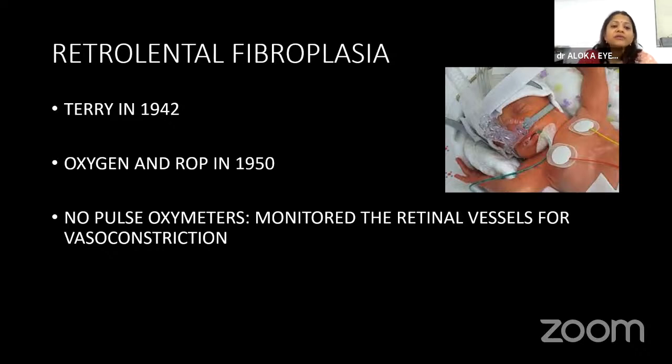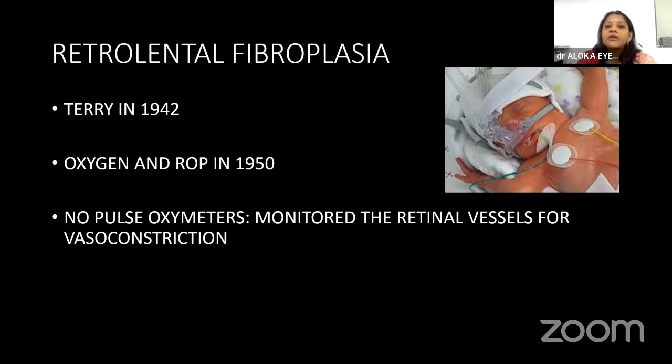And Chadwell was in the 1950s. He was the one who was responsible for identifying that there is some correlation between oxygen and ROP. Now, mind you, there were no pulse oximeters at that time. So what they used to do is they would monitor the retinal vessels and look for vasoconstriction to reduce the oxygen percentage going to a child.